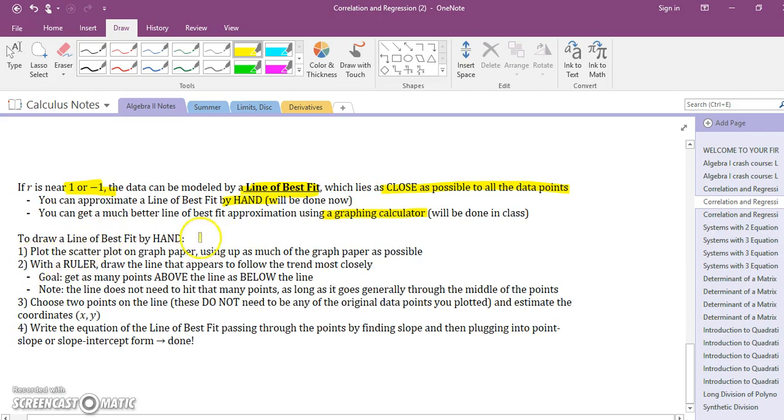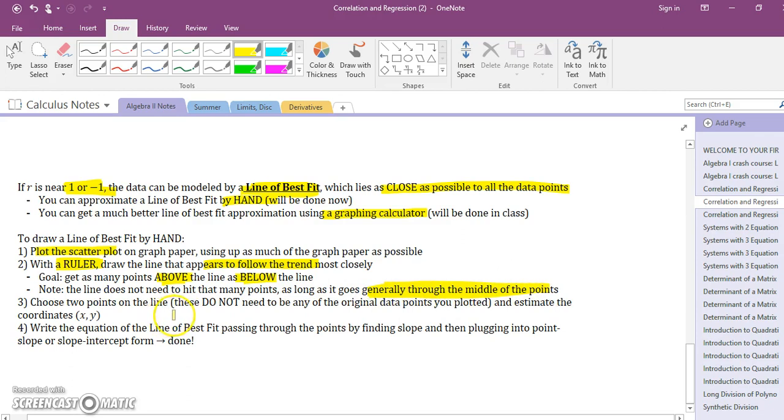To write these notes down here, we're going to do one together in the video, and then you'll finish one in class. We'll do 2 by hand and then 1 in the calculator. So to do it by hand, first you obviously have to plot the scatter plot on graph paper. Use up as much of the graph paper as possible. With a ruler, no wiggly lines here. Draw the line that appears to follow the trend most closely. Your goal is to get as many points above the line as below the line. Your line doesn't need to hit tons of the points as long as it follows the trend and generally goes through the middle of the points as best as you can.